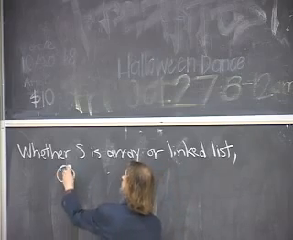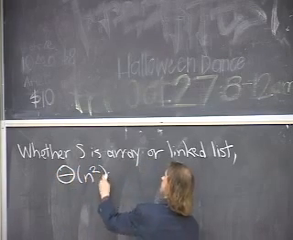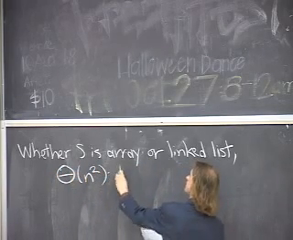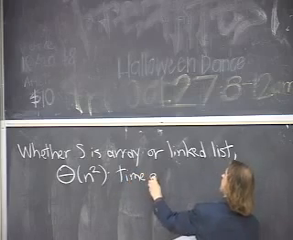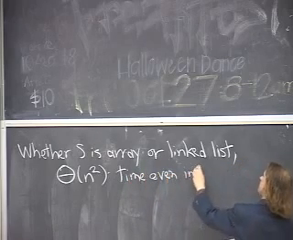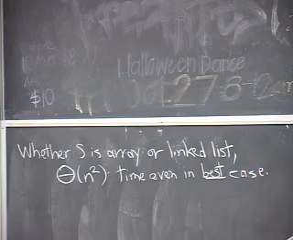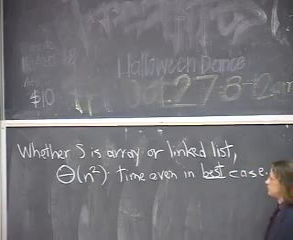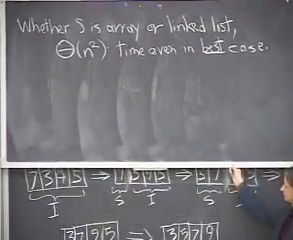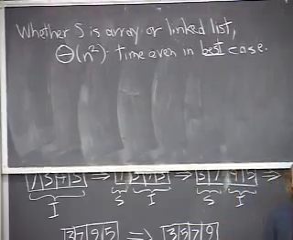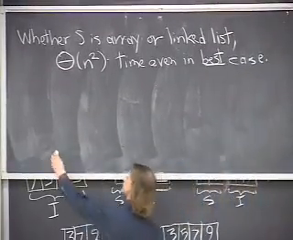So this selection sort takes theta n squared time, even in the best case. The good news is it can also be done in place.